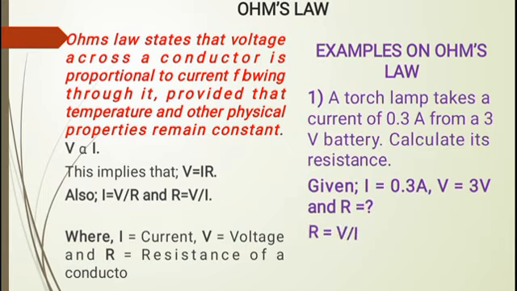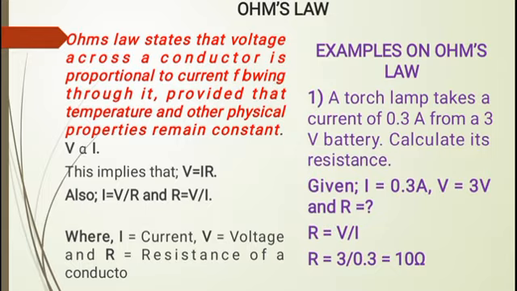Now, considering Ohm's law, which is V equal to IR, making R the subject of the formula, we have R equal to V over I. Substituting the values into this equation, we have 3 divided by 0.3, and that is equal to 10 ohms. The resistance provided by the circuit of this torch is equal to 10 ohms.